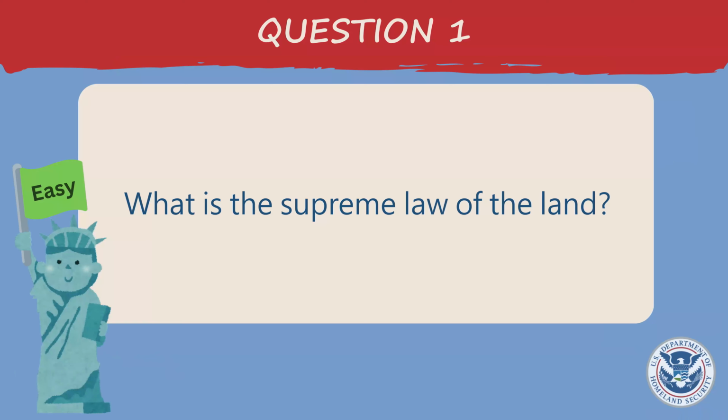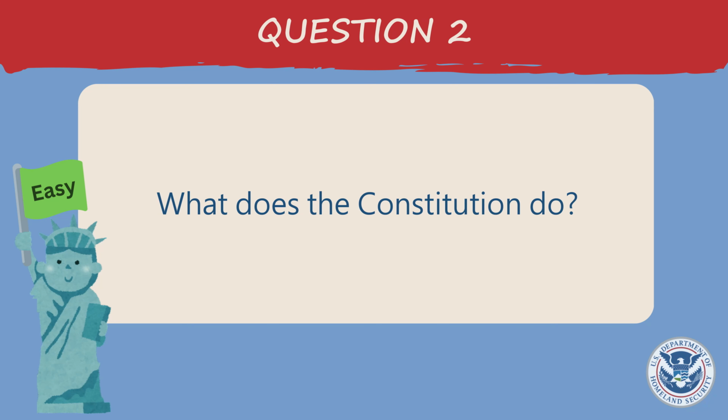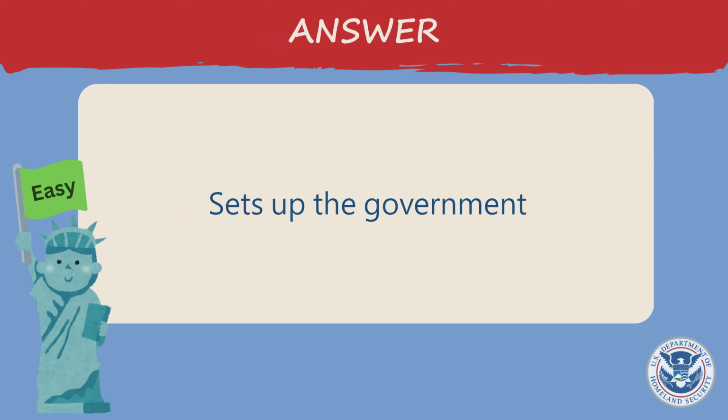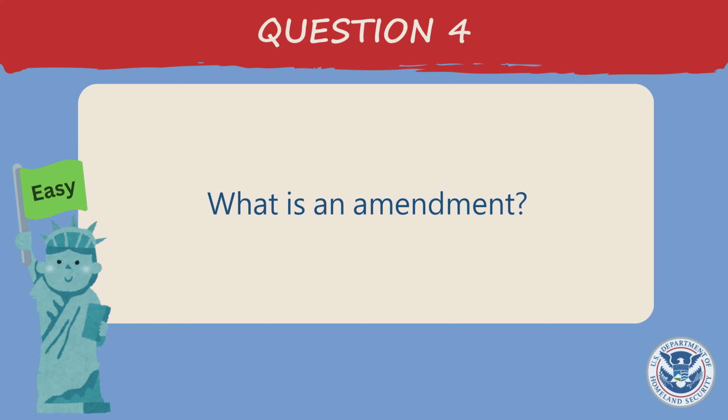American government. What is the supreme law of the land? The Constitution. What does the Constitution do? Sets up the government. The idea of self-government is in the first three words of the Constitution. What are these words? We the people.